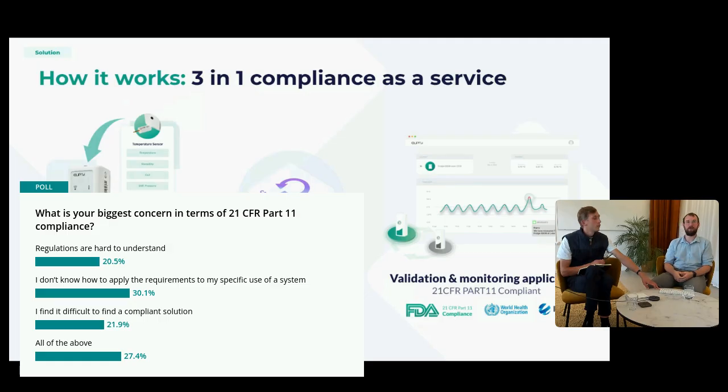So just very briefly about UPRI, just to get you into understanding, we use a combination of these internet-connected devices that can measure temperature, humidity, and a lot of other things, together with calibration and our validation and monitoring application. So in that setting, what would 21 CFR Part 11 mean for you?